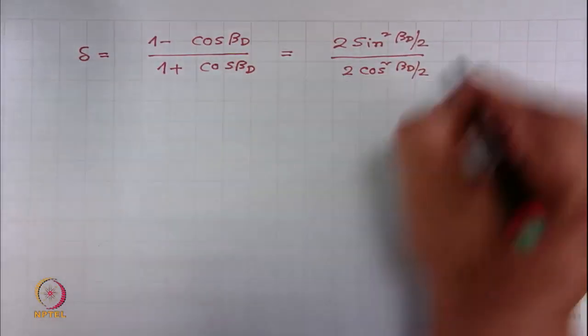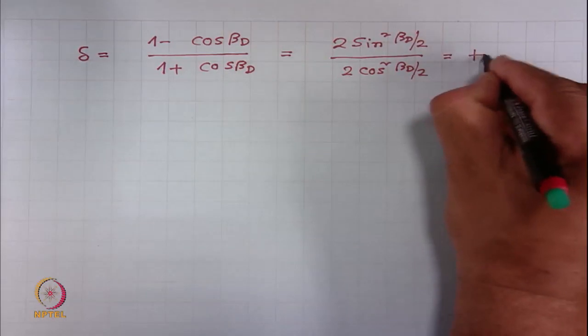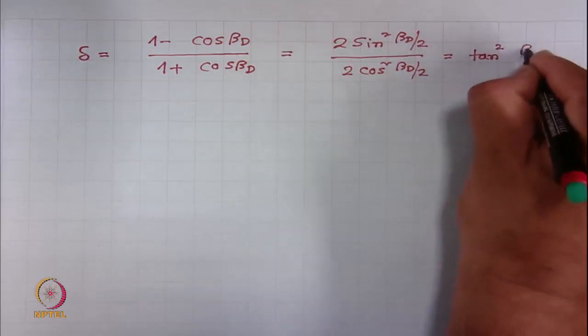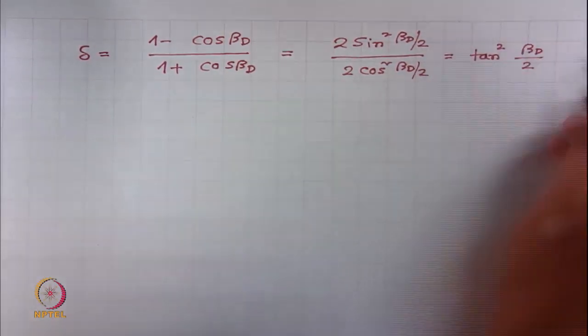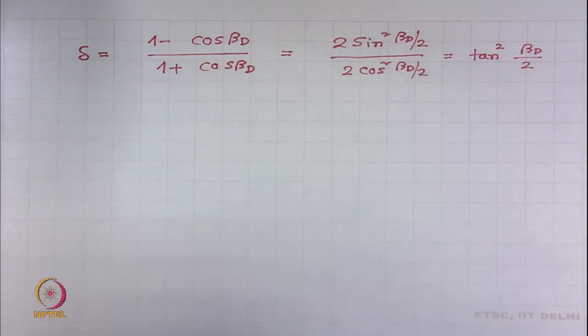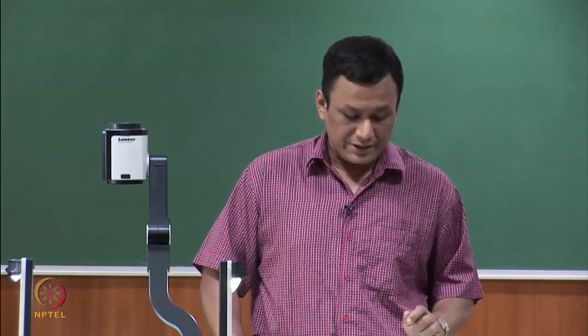So, tan square beta d by 2. Very nice expression, tan square beta d by 2. So, this is the expression for yarn retraction.